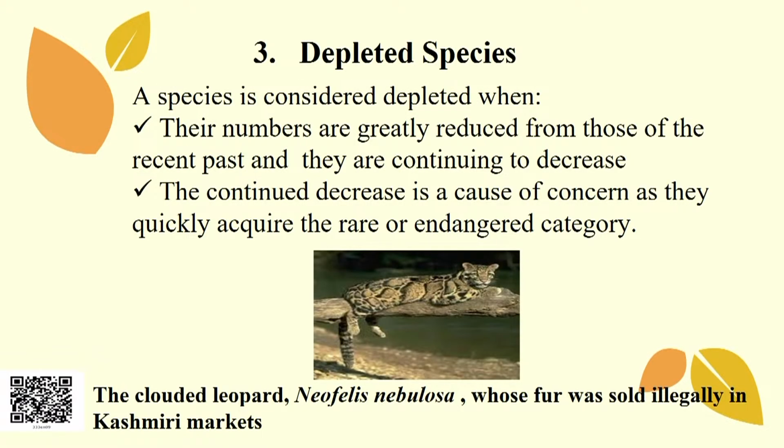The third category is depleted species. A species is considered depleted when its numbers are greatly reduced from those of the recent past and they are continuing to decrease. The continued decrease is a cause of concern as they quickly acquire the rare or endangered category. An example is the clouded leopard, Neofelis nebulosa, whose fur was sold illegally in Kashmiri markets.